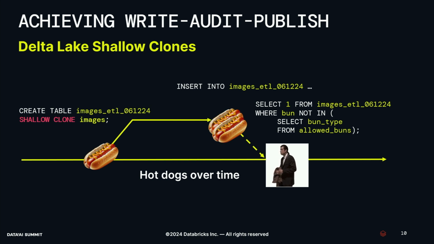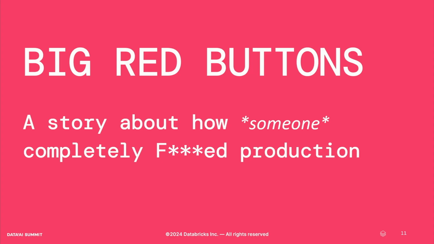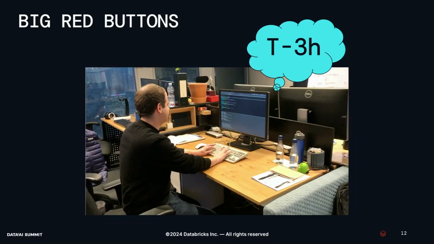So we talked about reproducibility, we talked about write, audit, publish. Let's talk about big red buttons. And for that, I want to tell you a story about someone who kind of made a mistake in prod. I'm not going to name names, that's the person. Pretty good looking fellow.